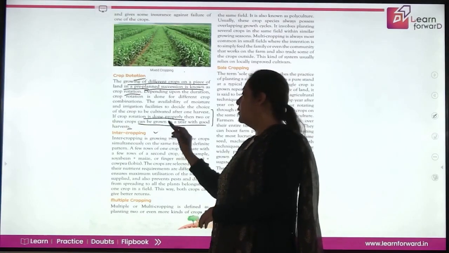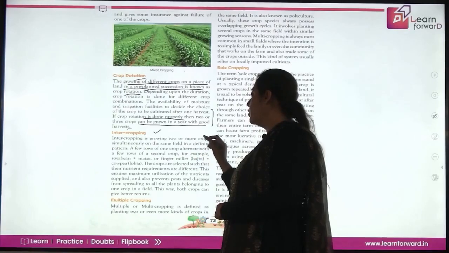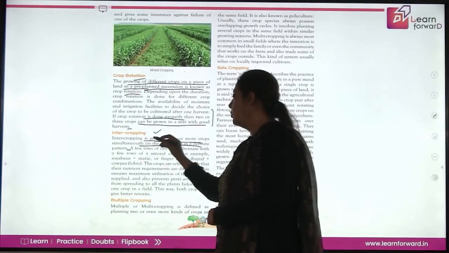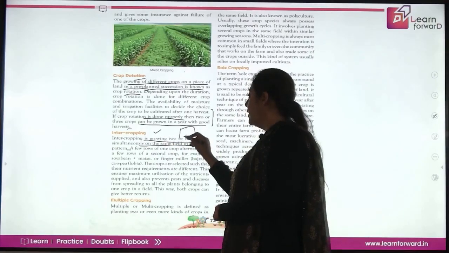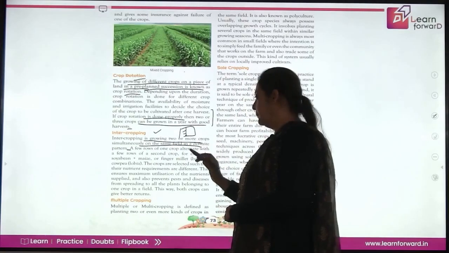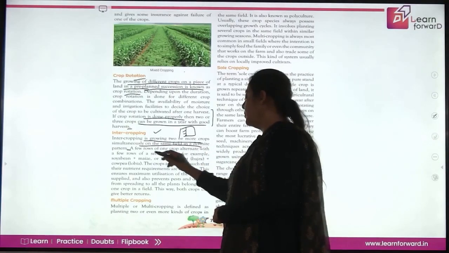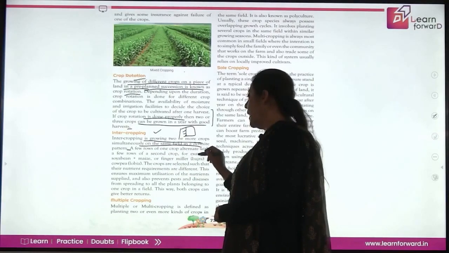Then let's come to intercropping. Intercropping is growing 2 or more crops simultaneously on the same field in a definite pattern. तो एक ही field के अंदर एक से ज़्यादा हमने crops लगा दिए. A few rows of one crop alternate with a few rows of a second crop. For example, soybean and maize, finger millet and cowpea.